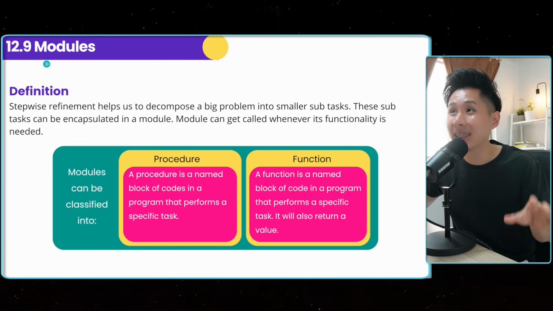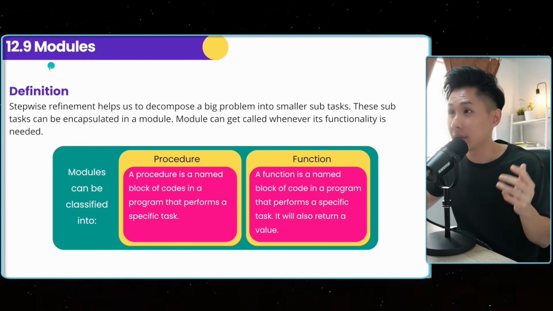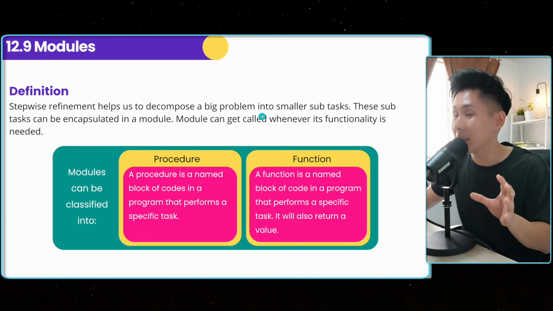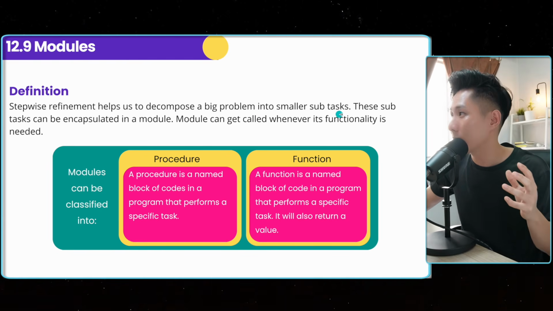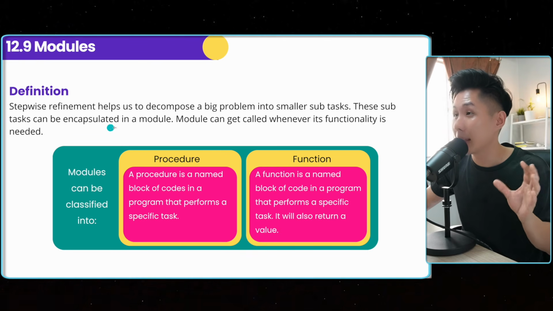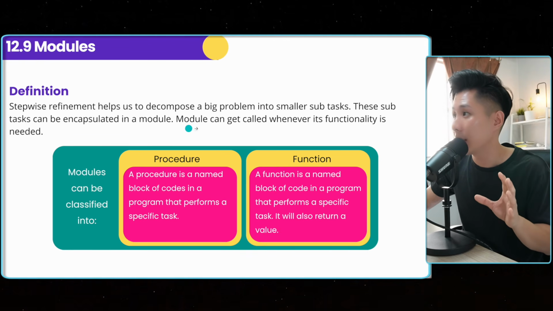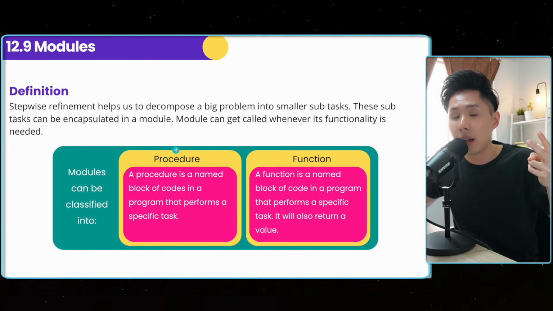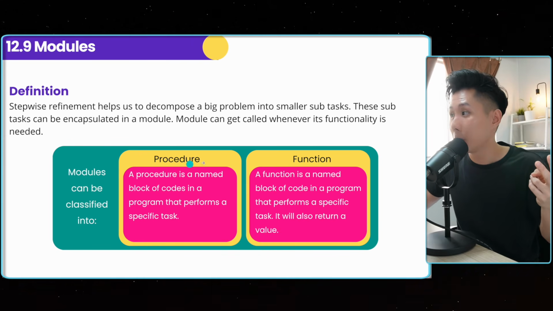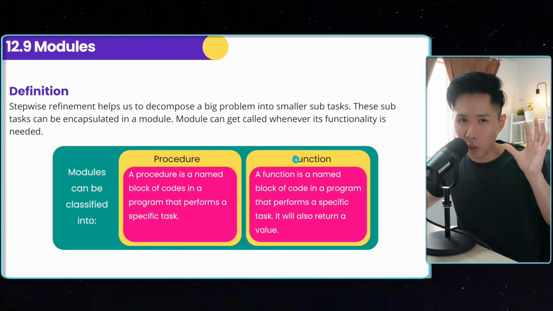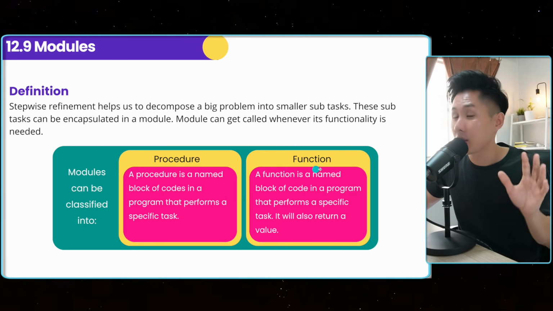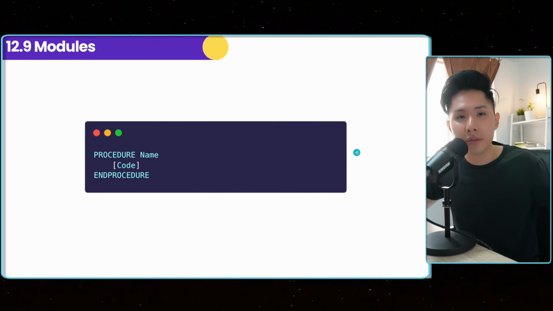And this is another incredibly useful way of writing programs. Stepwise refinement helps us to decompose a big problem into smaller subtasks. And these subtasks can be encapsulated into a module. A module can get called whenever its functionality is needed. So we're going to look into 2 different types of modules, procedure and function. The only difference is that a procedure does not return a value and a function returns one. You might feel confused, but let me explain.